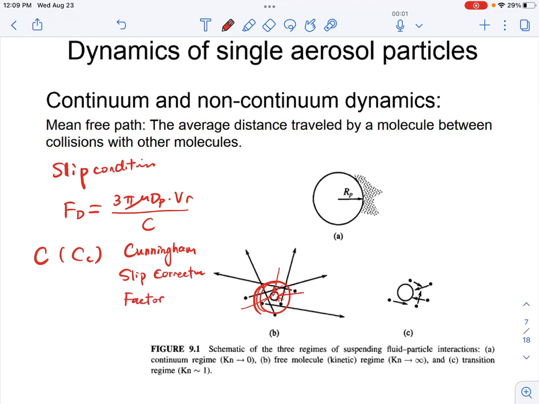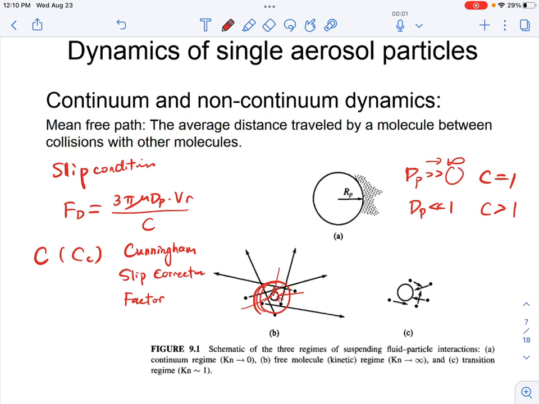Okay, so you can think of the extremes. When the particle size is much, much larger, going to infinity, everything is continuum, so the slip correction factor should equal 1. But when the particle size is much smaller, or comparable to the size of the gas molecule, the Cunningham slip correction factor should be larger than 1, because the force is not going to be continuous. There will be some conditions where the gas molecules miss the collision with the particles.